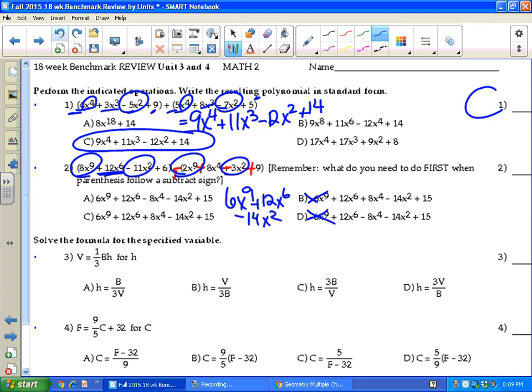Just skip a 4th. Okay, plus 8x to the 4th, minus 14x. I believe we have C. C is correct. All right, good deal.